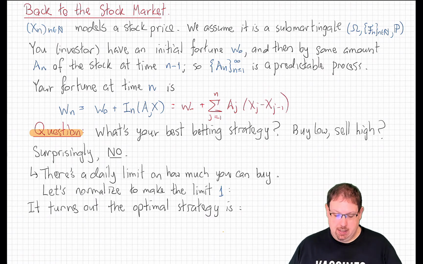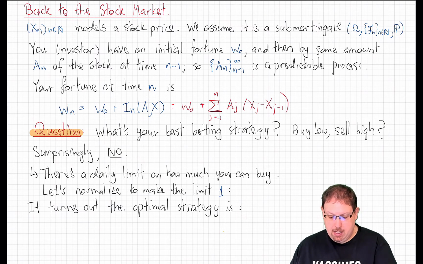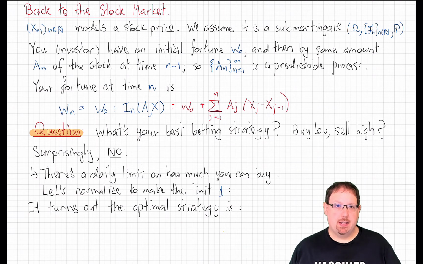Now, the question is, given this setup, what is your best strategy? You'd like to maximize the profit that you make and minimize the loss. So what should you do? Well, the time-honored traditional betting strategy is to buy low and sell high.